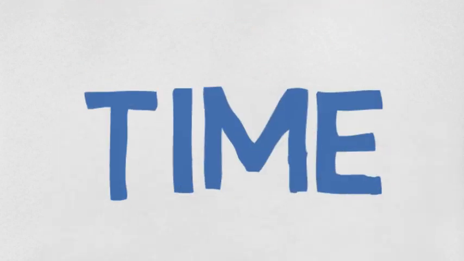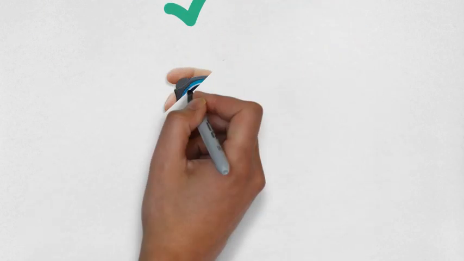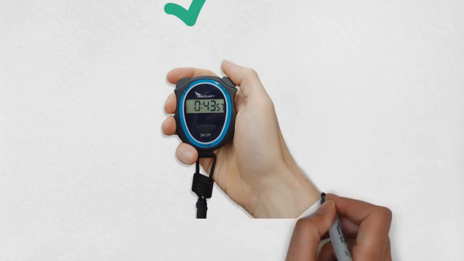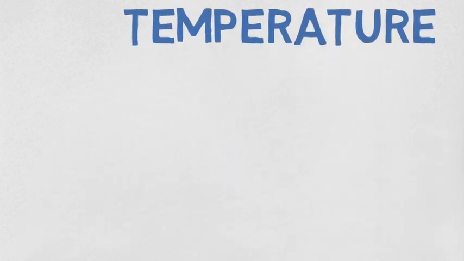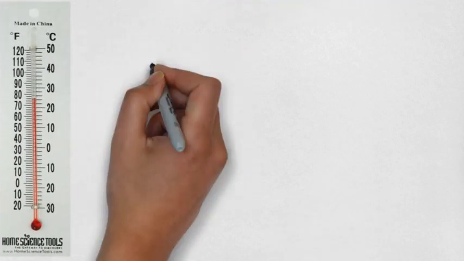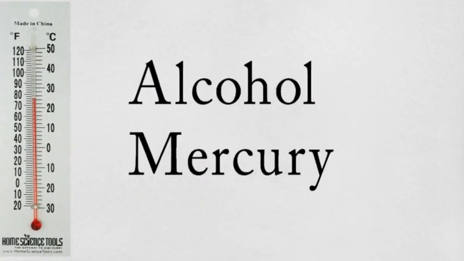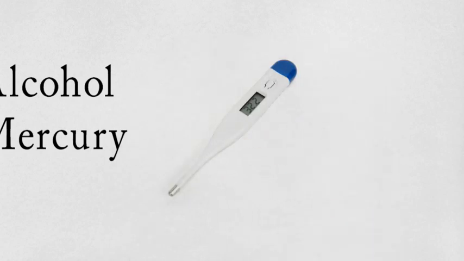For the measurement of time, we use stop clock or digital stopwatch. Digital stopwatch is widely used these days as it is easier to use and can measure very accurately to 0.01 seconds. For the measurement of time, seconds are usually used as unit. For the measurement of temperature, thermometers are used, which usually measure in the unit degrees Celsius. Alcohol in glass and mercury thermometers are commonly found in laboratories, while electronic thermometers are increasingly being used as they reduce the risk of mercury poisoning.